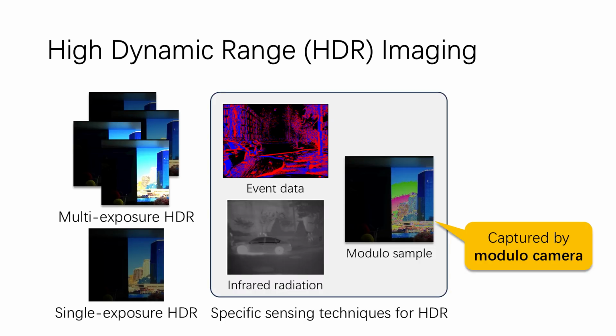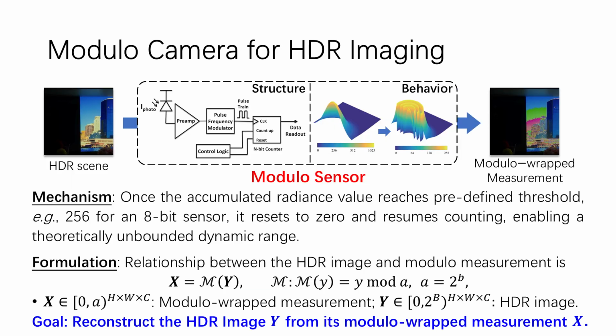HDR techniques generally fall into three categories. Multi-exposure HDR, which captures images at different exposures and fuses them. Single-exposure HDR, which directly reconstructs the HDR image from a single LDR image. And specific sensing techniques that involve modifying camera hardware or employing specialized sensors to directly encode a wider dynamic range. For example, the neuromorphic, thermal, or modulo camera. Our work focuses on HDR imaging using a modulo camera.